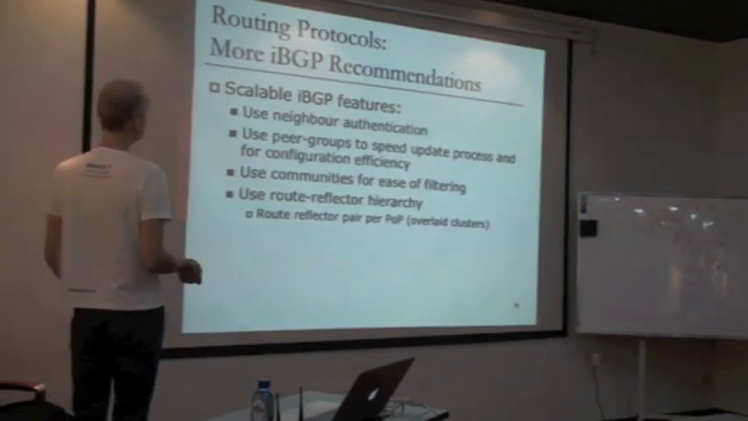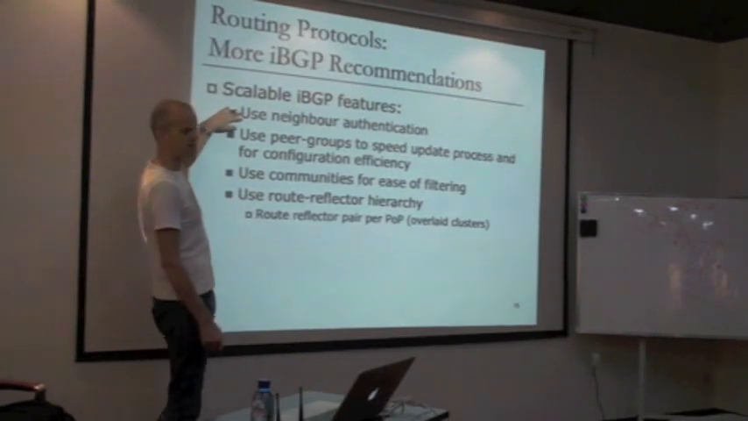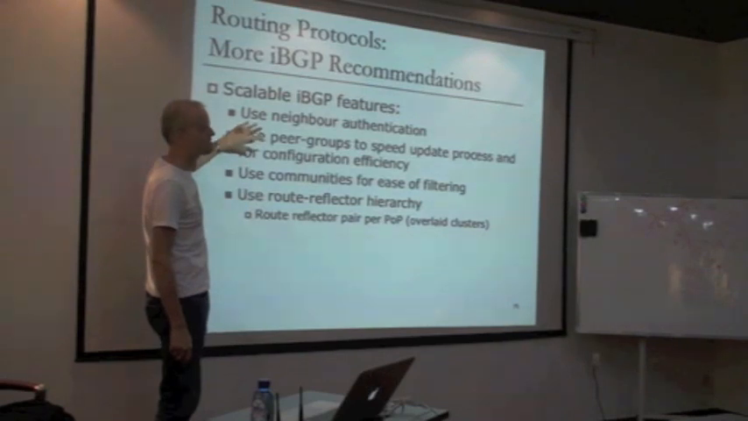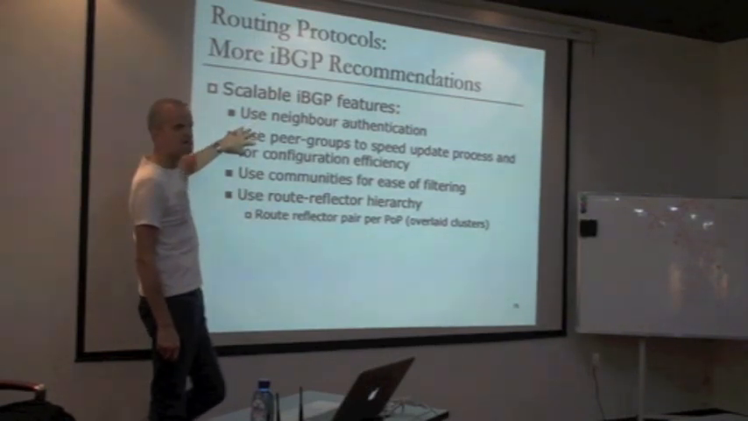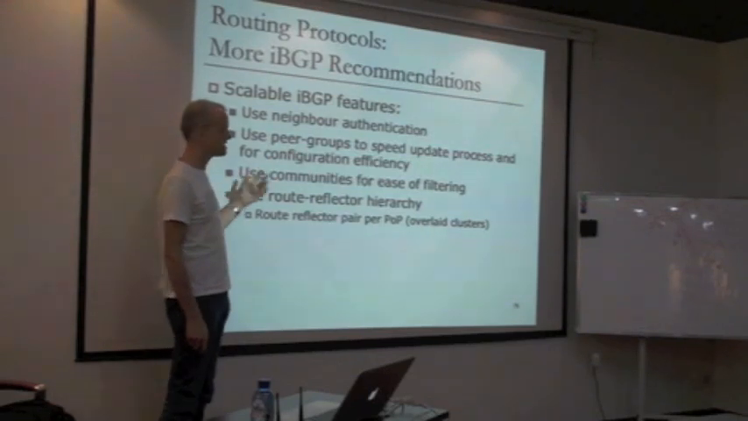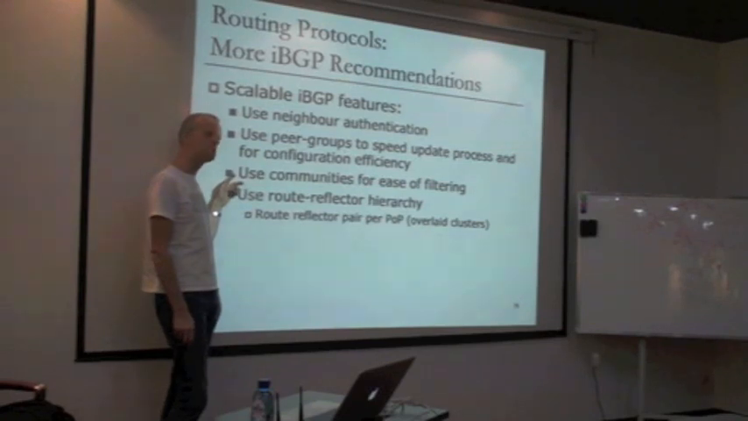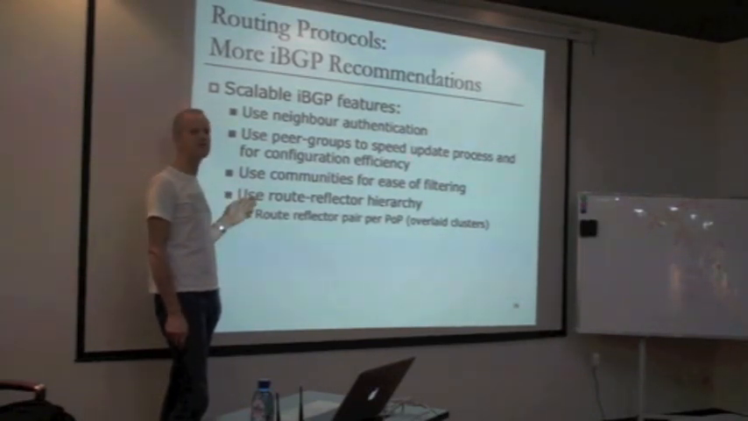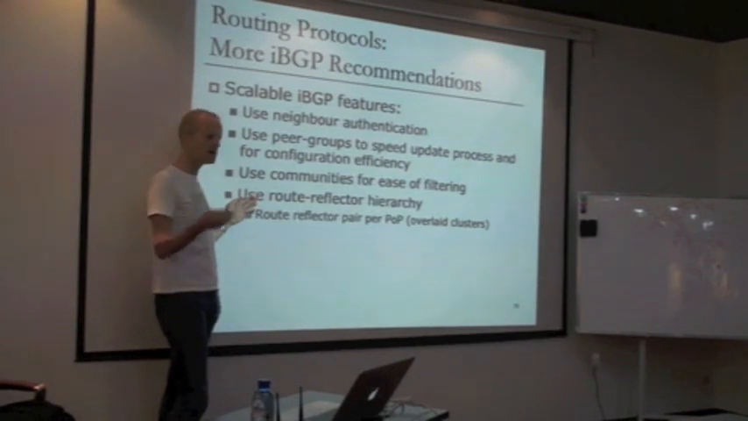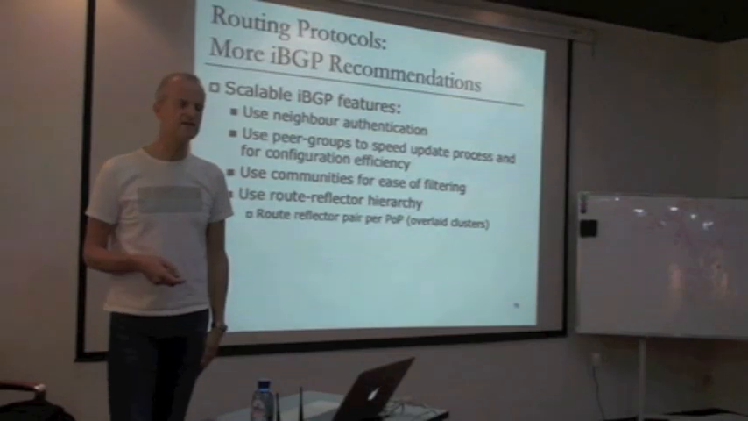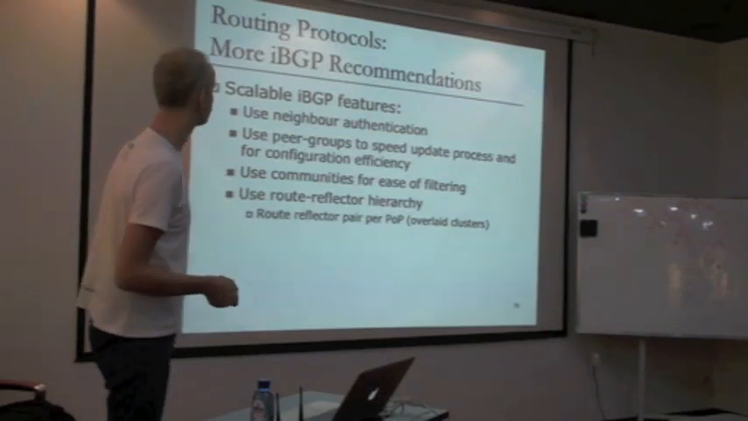For BGP, use neighbor authentication. We showed you how to do that. Use peer groups. It speeds up configuration, improves efficiency, means less chance of making errors, and so on. Communities, I haven't had time to show you, unfortunately. Communities make doing policy much easier. Use the route reflector hierarchy. I've told you about that. I showed you how to design it in this presentation in the POPs. Use route reflectors, it means your BGP will scale.